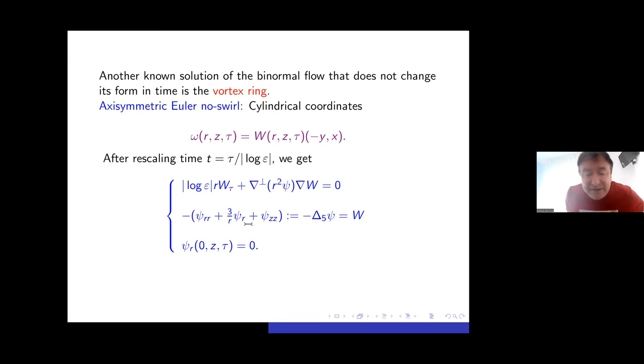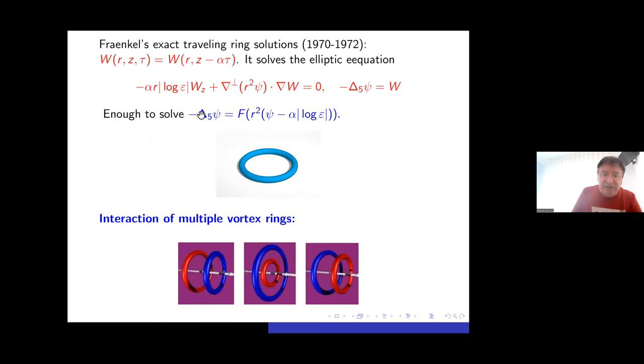So in the axisymmetric case with no sphere, the equation is again reduced to a scalar problem, which is this one. And if we scale time logarithmically as we did before, Frankel and other people have found solutions which are traveling rings, vortex rings, as they are called. Many people have worked on them. And a question, I will conclude with this: what happens with the interaction of multiple vortex rings?